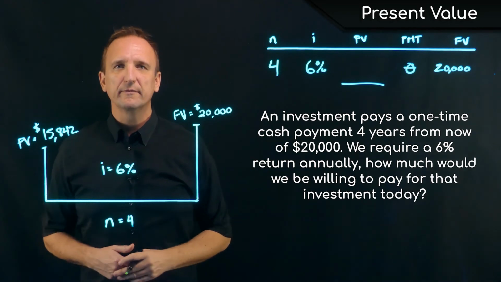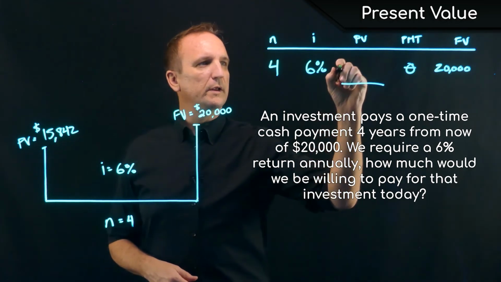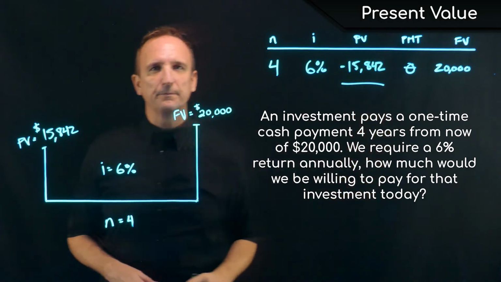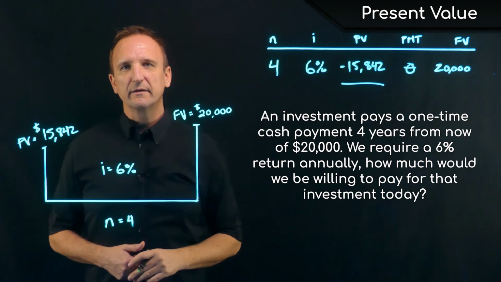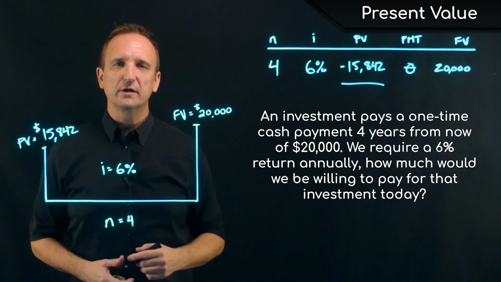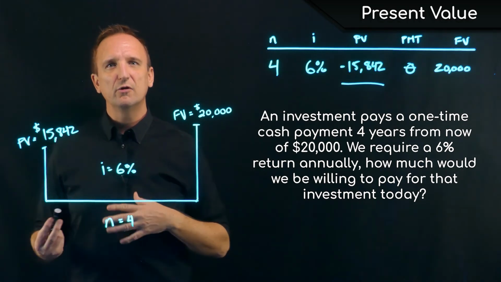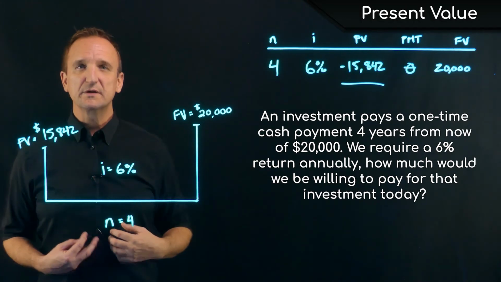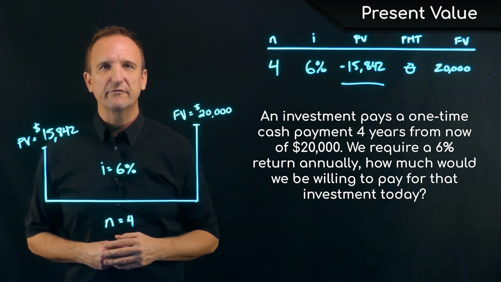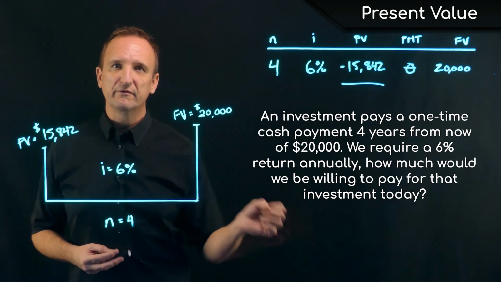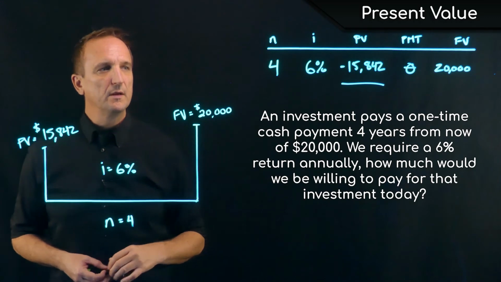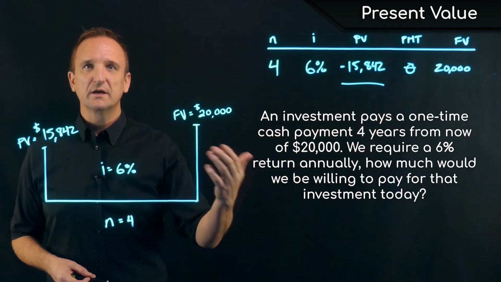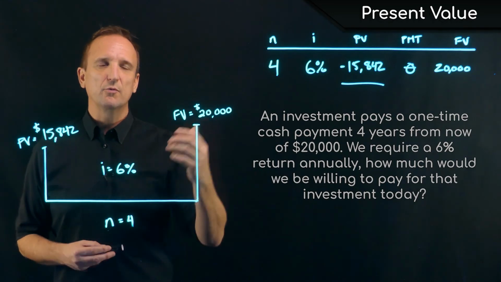When we solve for present value, we would get an answer of negative $15,842. The reason that is negative is because in the financial calculator, the cash flows follow the cash in and out of the pocket. In other words, an investment today of $15,842 would be cash out of the investor's pocket into the investment. And then at the end of the 4 years, it would be $20,000 cash into the pocket, so that would be positive.